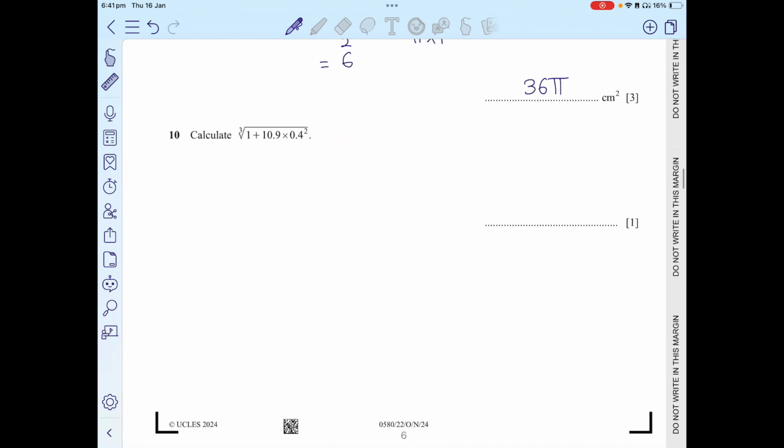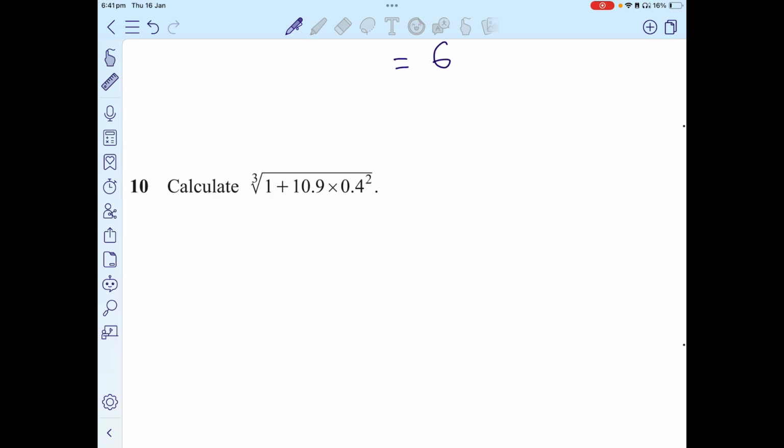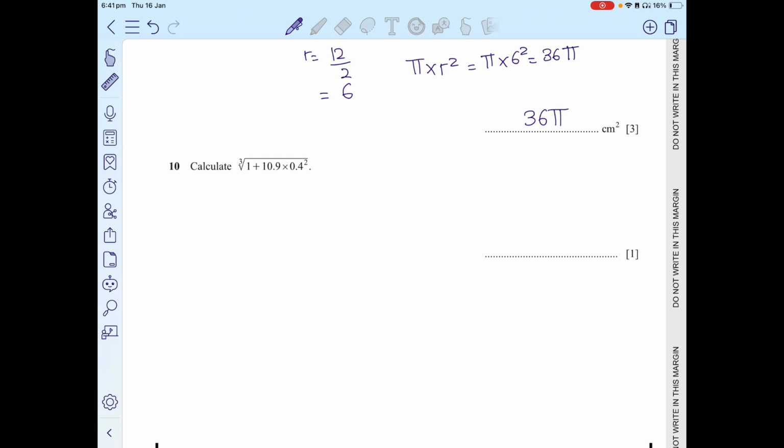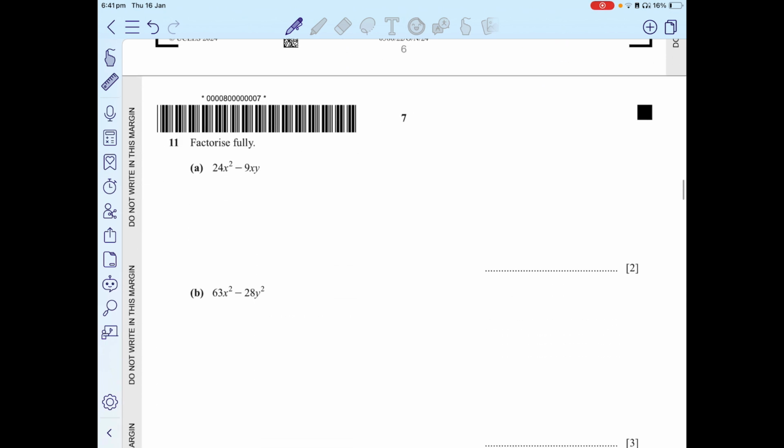Now this question is a 1-mark question, just requiring the simplest use of the calculator. 1 plus 10.9 times 0.4 squared. Simply enter in your calculator 1 plus 10.9 times 0.4 squared, cube root. What you'd get is 1.4, the exact answer. Just write it down here, 1.4. Easy question. Now move on to the next question.